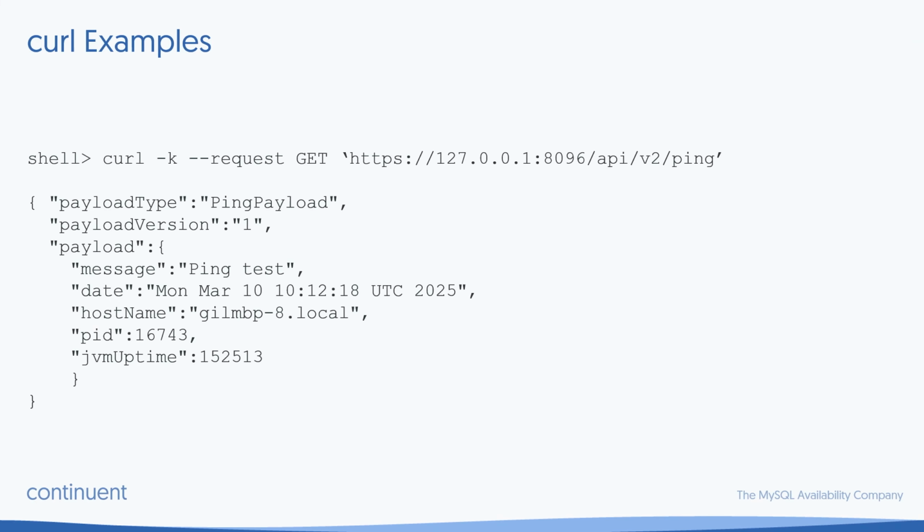So some examples, typical curl example here. This is doing a ping. This is a v2 endpoint. You see in the URL there, v2. If you are running version 8 of the software, then you can change that v2 to v8. And this is an example of the payload that you would get as a result of that request.